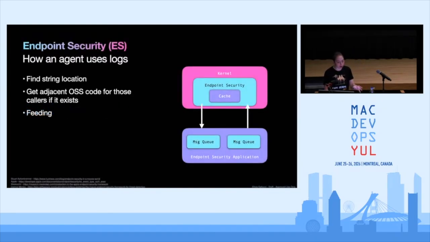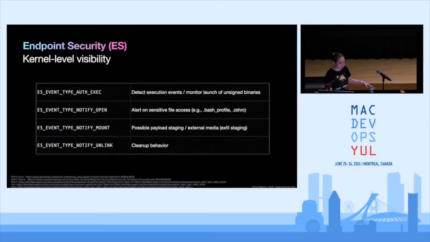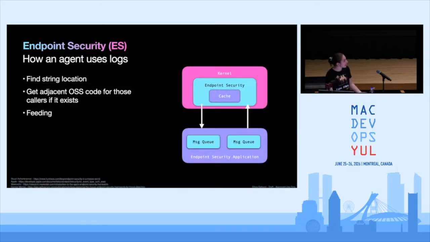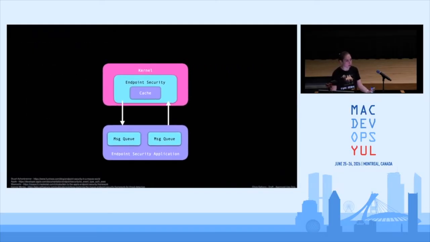First, it can take a log line and find where that string lives in a binary via strings and then locate its basic block and callers. Next, it can retrieve adjacent OSS code for those callers if it exists and produce a structured summary like inputs, trust boundaries, and parsing. Lastly, it can feed that summary into fuzz planning or into detection engineering, like what to watch, what parameters are attacker controlled, and what failure modes might look like.